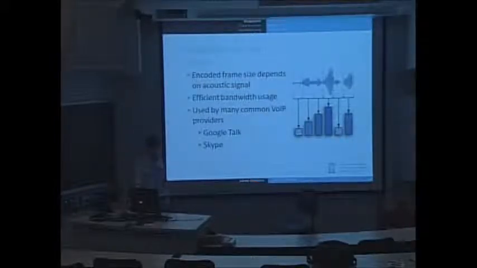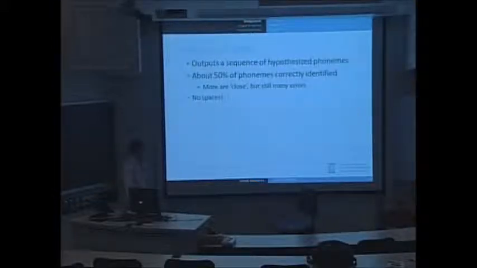Variable bitrate codecs are one of the things that I just mentioned. They're used by many major providers, such as Google Talk and Skype. And here we can see the complexity of waveform mapping to packet sizes, with bigger bars representing higher bitrate. And stream ciphers, again, preserve the length, the bitrate of the stream, as it goes over the wire.